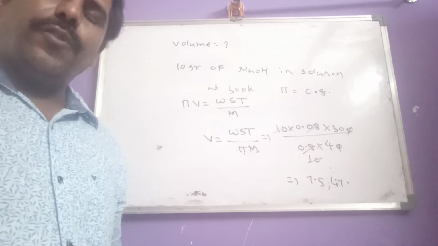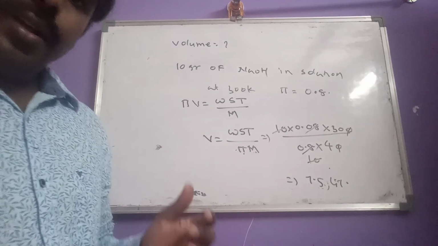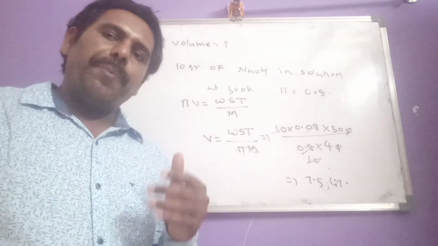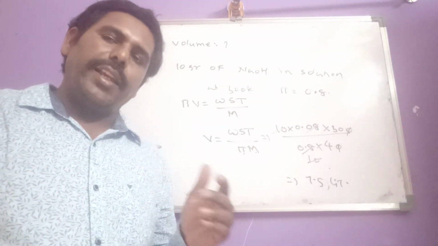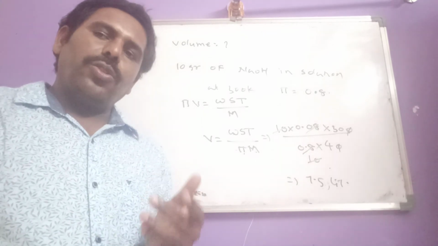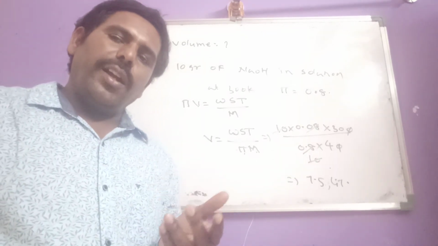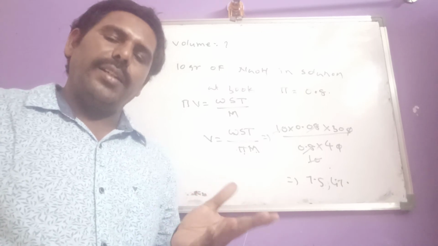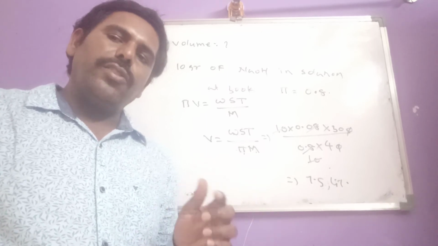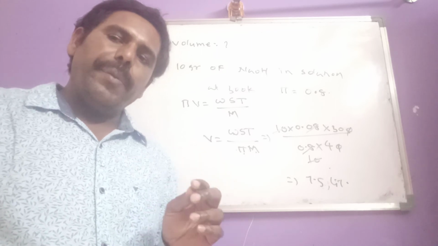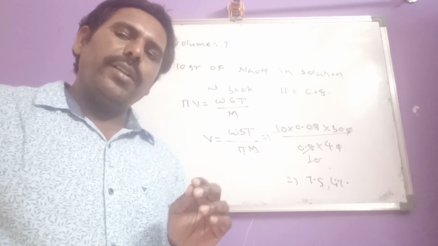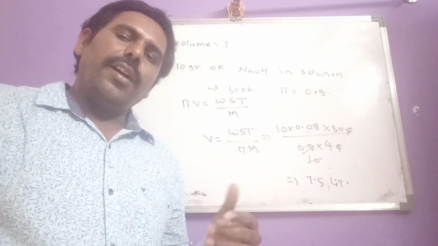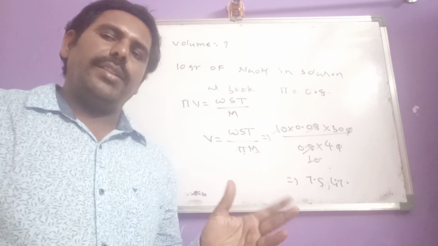So in the case of the osmotic pressure formula, by using pi V equals to nST or pi V equals to WST by M, we have to calculate any one of those values, either pi or volume or anything else. And for isotonic solutions, you have to remember that point here, C1 is equal to C2. So this is regarding osmotic pressure and osmosis. Okay, bye.